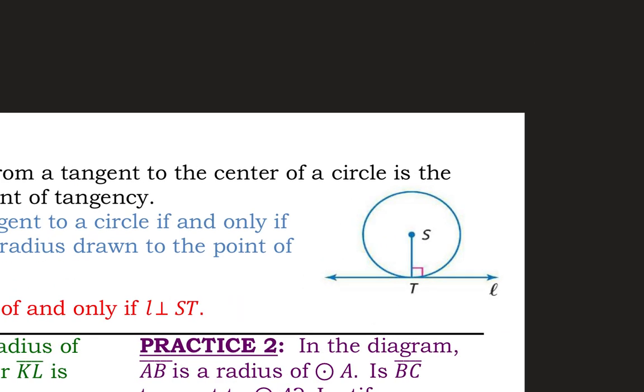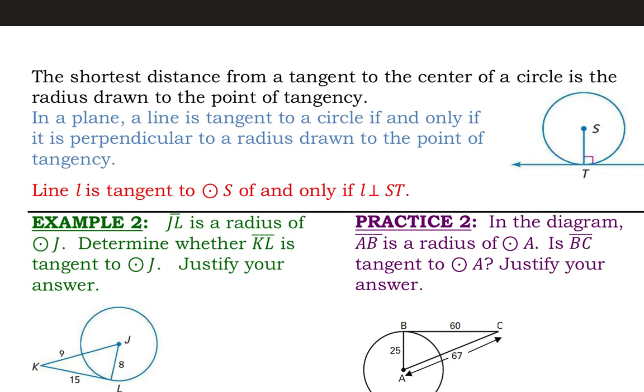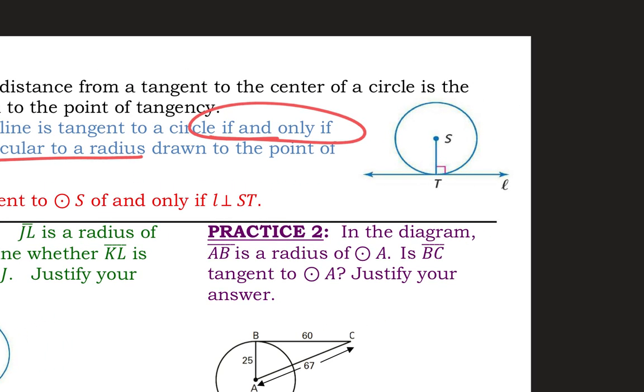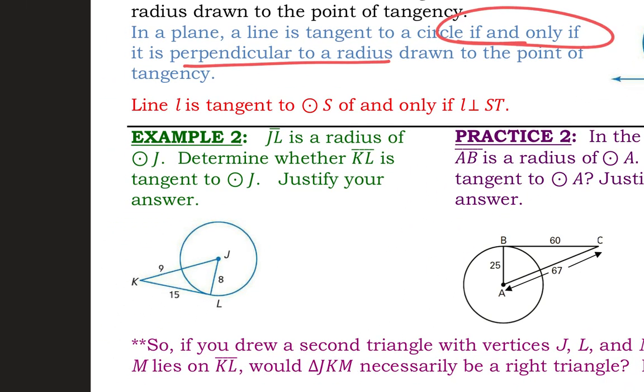So this theorem states that a line is only considered tangent if and only if it's perpendicular to a radius. So we have to have that 90 degrees there. Unless it says it's a point of tangency, and if it says it's a point of tangency, that 90 degrees does exist. If we just have a line and we're deciding, hey, is that tangent? We need to make sure that that 90 degrees is there. And the way we do that is using the Pythagorean theorem.